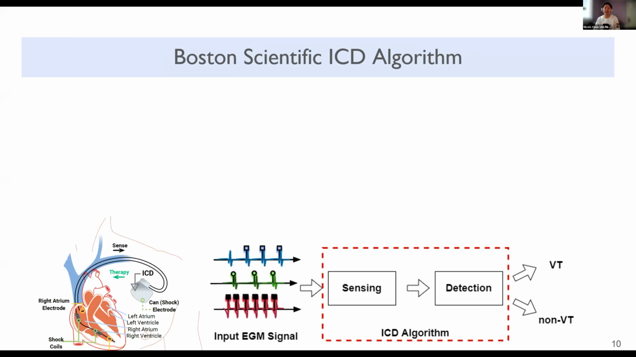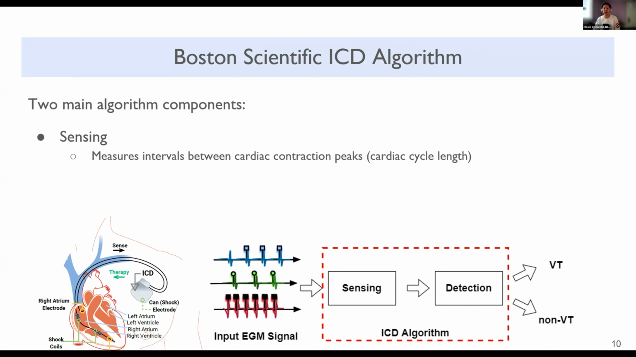The ICD algorithm simulated in the study as a baseline for comparison against neural methods is the Boston Scientific algorithm used in modern programmable ICD devices. The input into this algorithm includes a two-channel electrogram, one from the right ventricle and the other from the right atrium. This algorithm consists of two main components, sensing and detection.